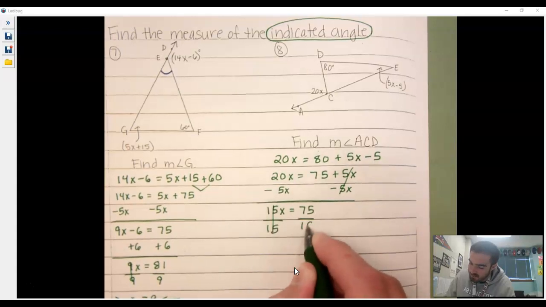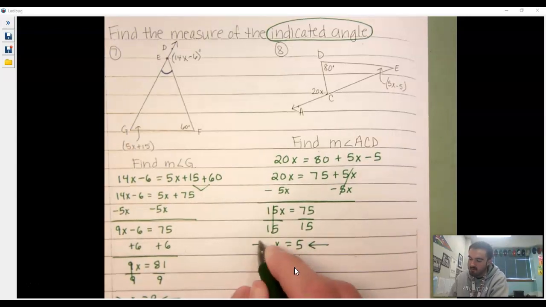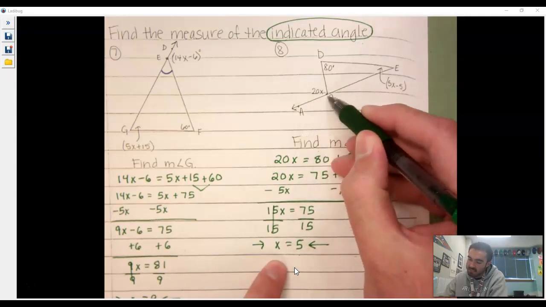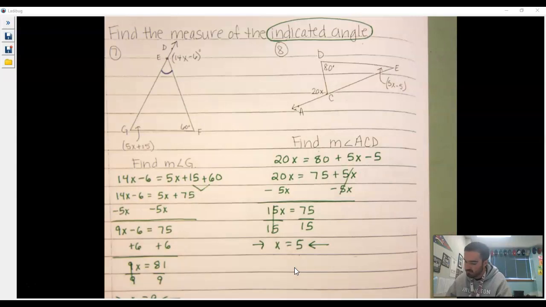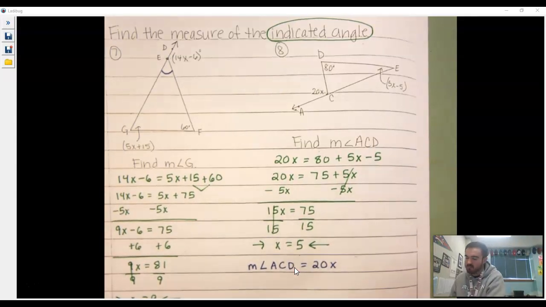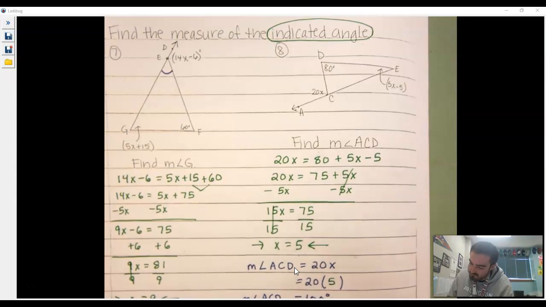Divide by 15, and x would equal 5. Okay, remember, we're not done. We have found our x value, but now we need to plug that in to the measure of ACD. Well, let's take a look. The measure of ACD equals 20x. So let's plug in our x value. 20 times 5 is what we found for x. 20 times 5 is 100. So the measure of ACD is 100 degrees.